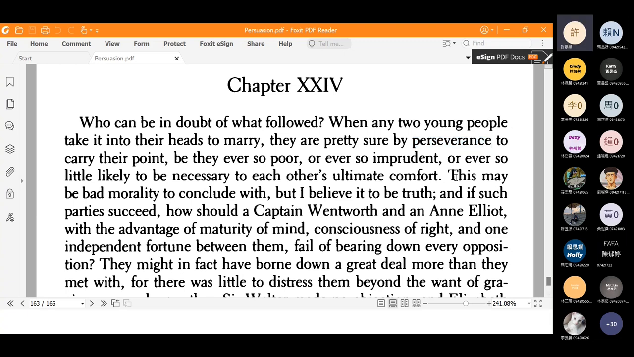This may be bad morality to conclude with, but I believe it to be truth. So as a conclusion, maybe this is not the best kind of ending, but I think it's a true ending. So we see here that Jane Austen does pay some attention to what is a good moral ending. And in Chinese, we can say 符合道统的结尾, 文以载道的结尾. She pays attention to this, but she cares more about the truth than about a good moral ending.